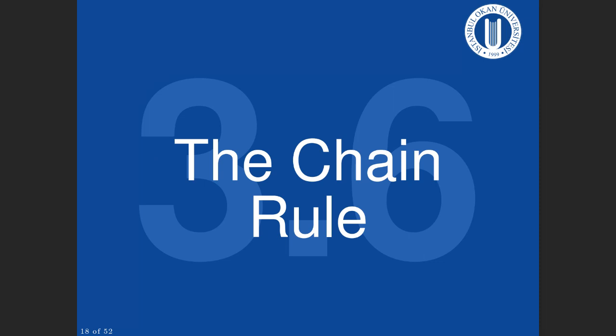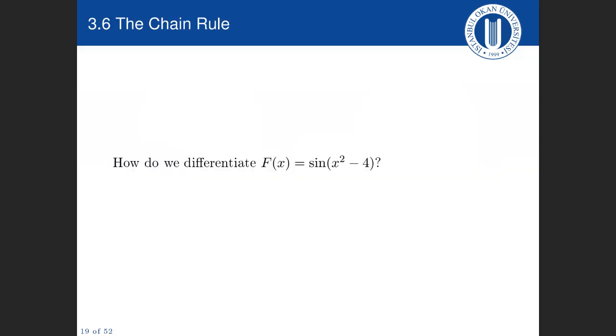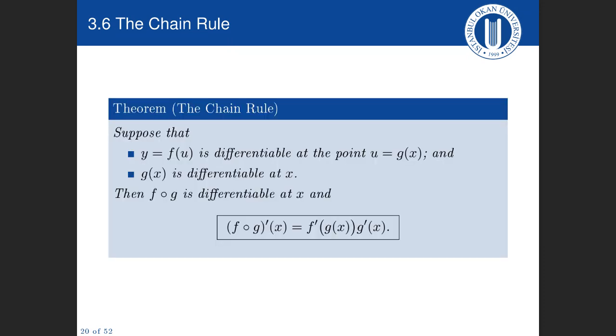Our second section for this week is the chain rule. What about if we have a function like this? Sine of x squared minus 4. How do we differentiate functions like this, where we have a function of a function? The answer is we use the chain rule. Let me give the theorem first, and then I'll explain how we use it.